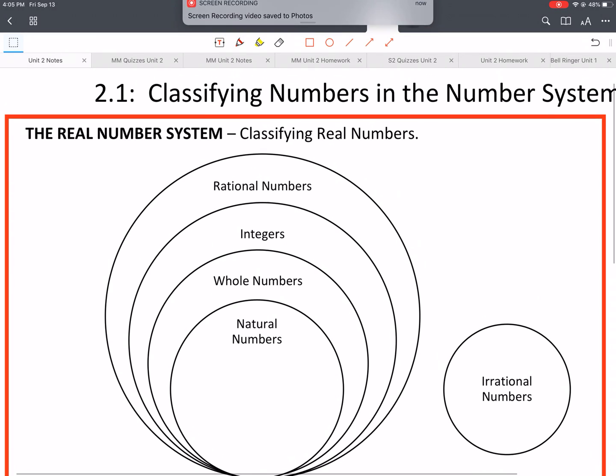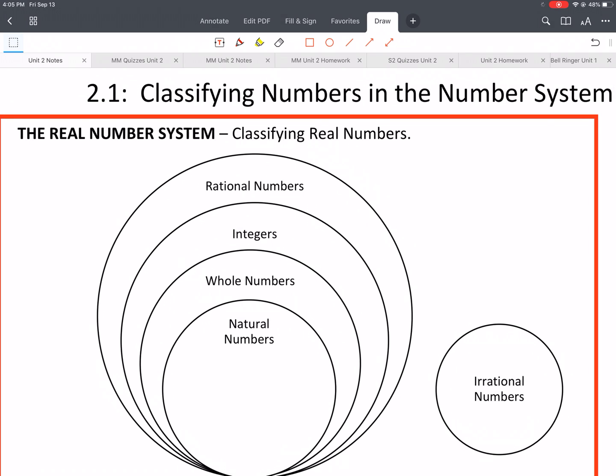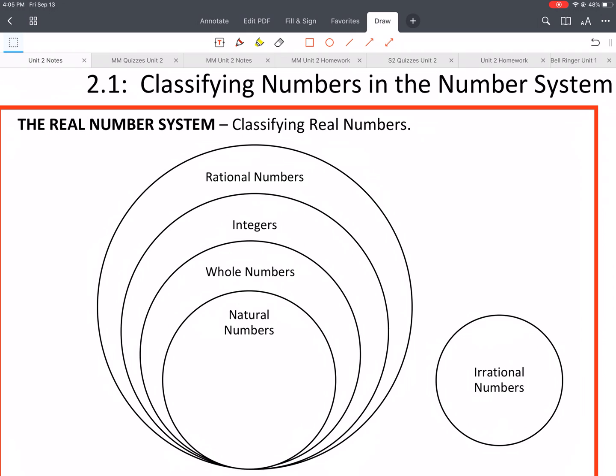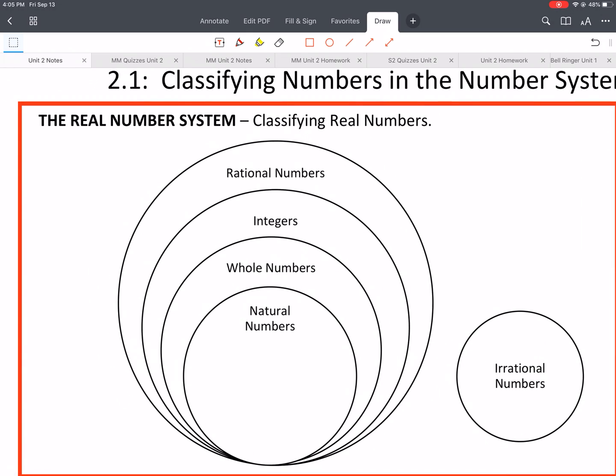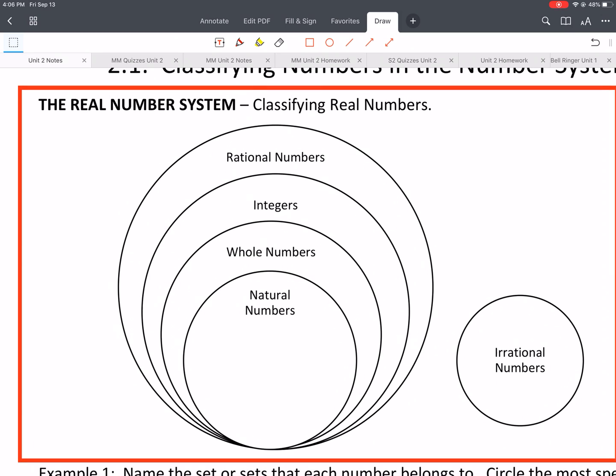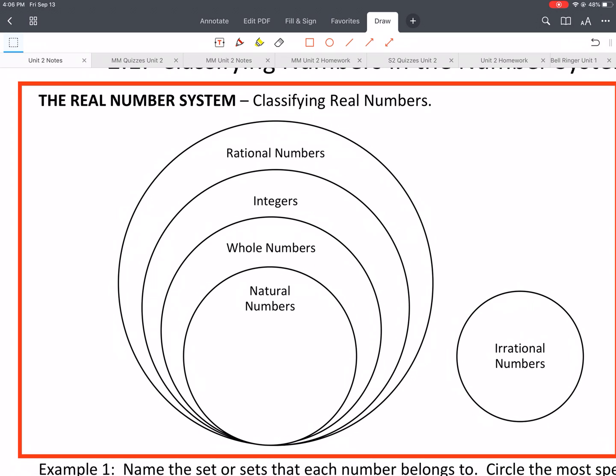All right, welcome to Secondary Math 2, classifying numbers in the number system. So in our last unit, we talked about classifying polynomials, but right now we're going to be talking about classifying numbers. So we're going to first start with the real number system, okay? Eventually we will talk about imaginary numbers, okay? But we'll start with just the real numbers.